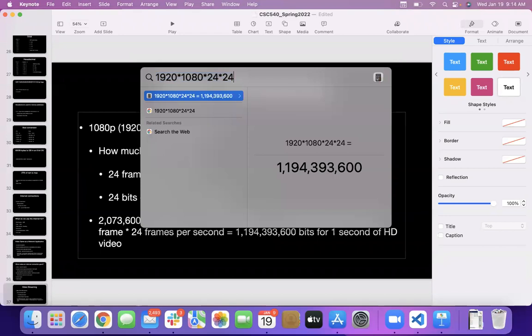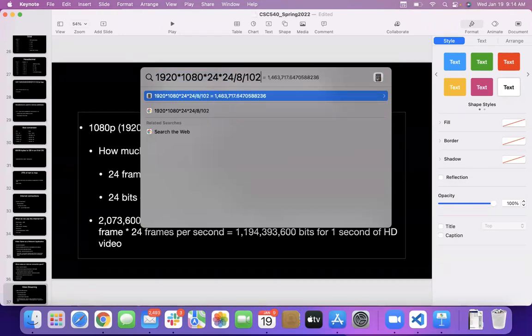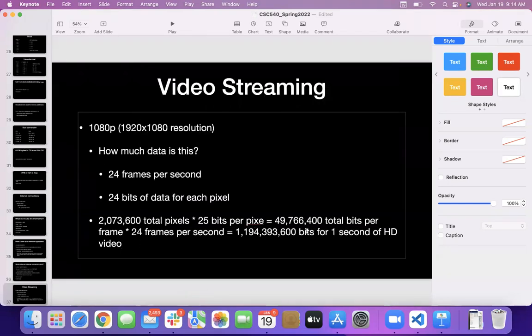Now, if we want to get that into more familiar units, let's divide that by 8, that's bytes. Divide that by 1,024, that's kilobytes. By 1,024 again, that's megabytes. That's 142.38 megabytes for 1 second of HD video.